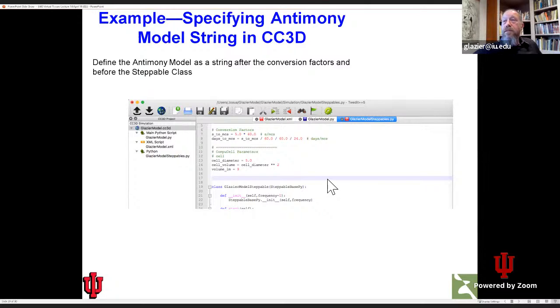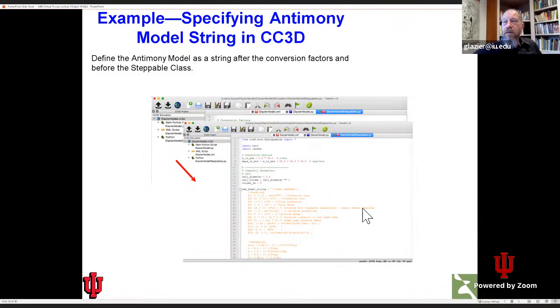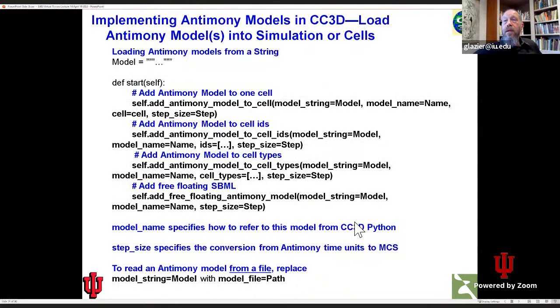Then you want to load your antimony model somewhere. Here, I typically, again, put that model string in that top level of my simulation after I've done all my imports and everything else. ODE model string equals, and then my antimony. That way it's available when you need it. Okay. Once you've got the model string, you typically will load the model in your start function.